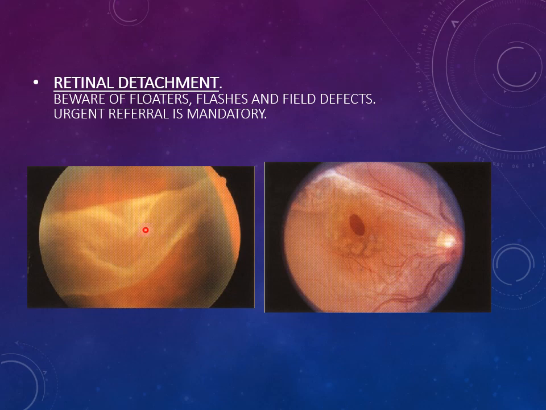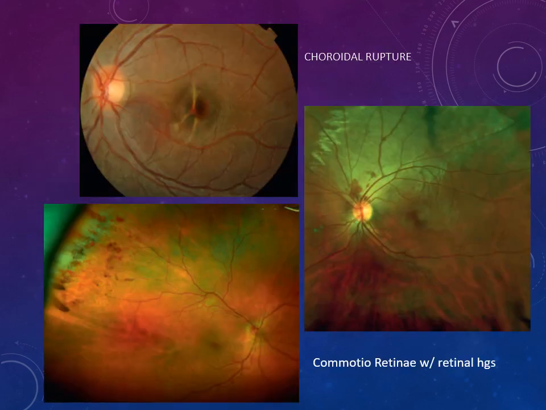These are the retinal complications that may occur secondary to blunt trauma. This is retinal dialysis, where the retina is detached from its insertion at the retinal base, causing retinal dialysis and retinal detachment. This is a traumatic macular hole. This is choroidal injury. We call it choroidal rupture. And this is the scar that occurs after choroidal rupture.